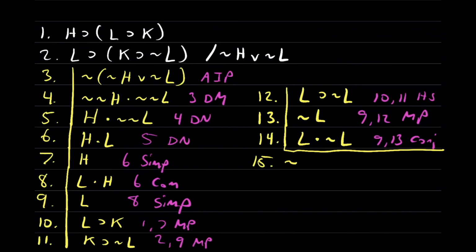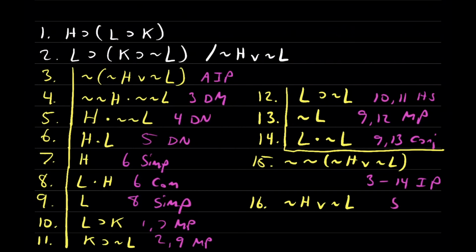So not, here in parentheses, not H or not L. Be careful of those negations. So this is going to be line 3 through 14 by indirect proof. And all we have to do now is get rid of those double negations. So on line 16, not H or not L. And that's going to follow from line 15 by double negation. And we're done.